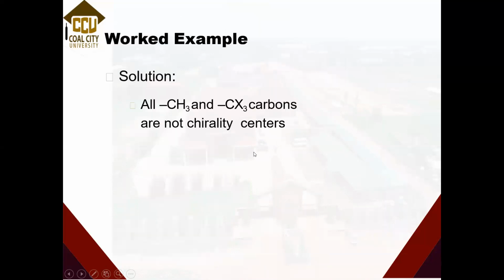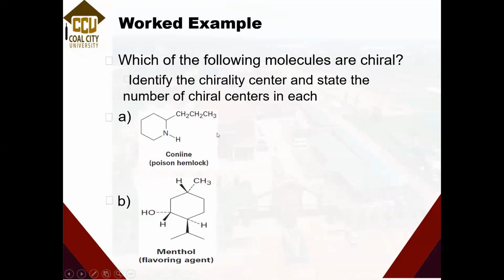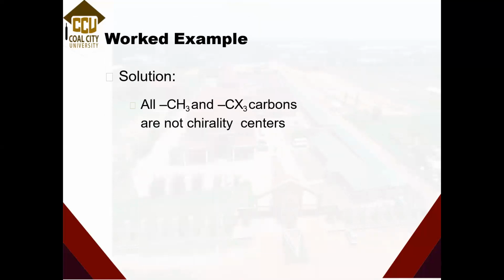Okay, now let's see the solution for the first one. Now I said all CH3 and CX3 carbons are not chiral centers. First, you need to put that in mind, that wherever you see a CH3 or CX3, why do I use the word X3? It means even if it is not hydrogen, whatsoever is there, if this was a CBr3, if it was a CF3, whatsoever is here, a CX3 kind of carbon cannot be a chiral center.